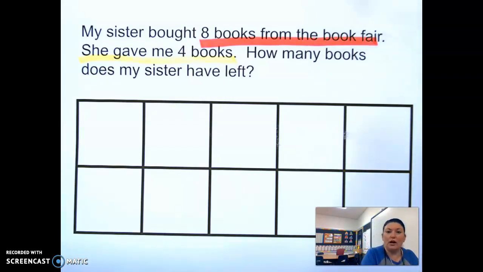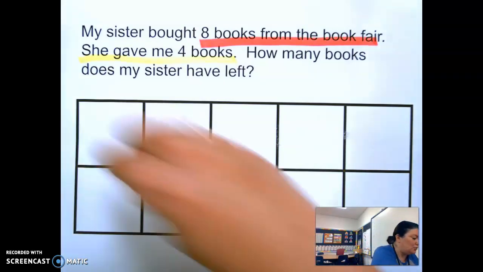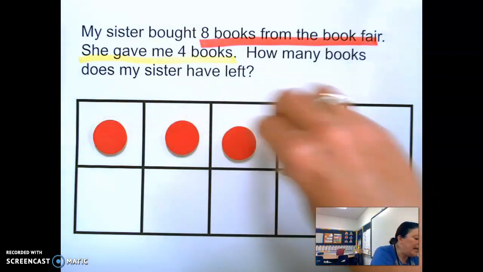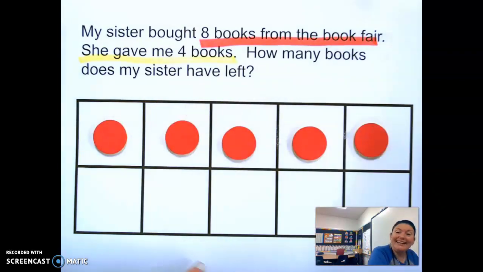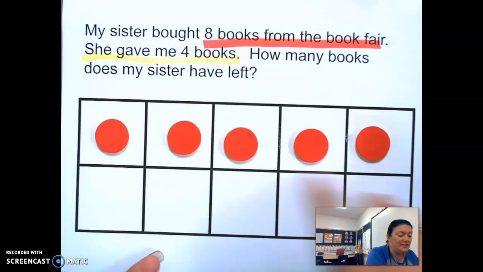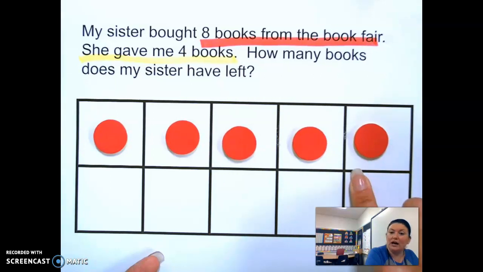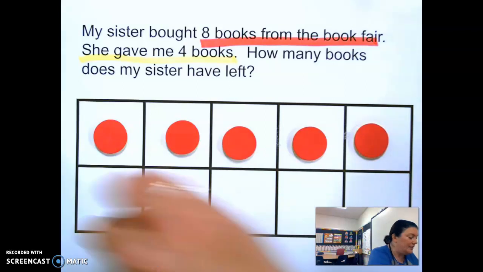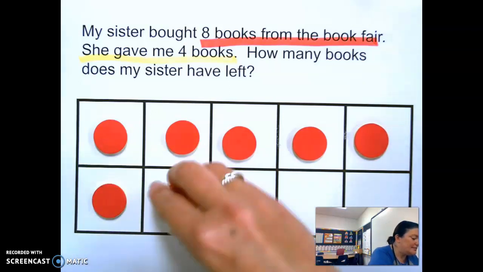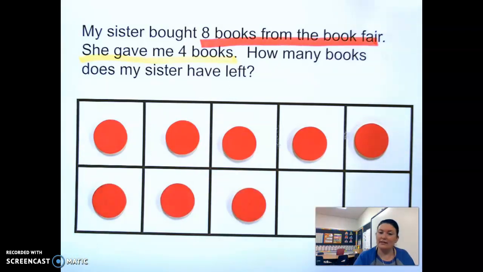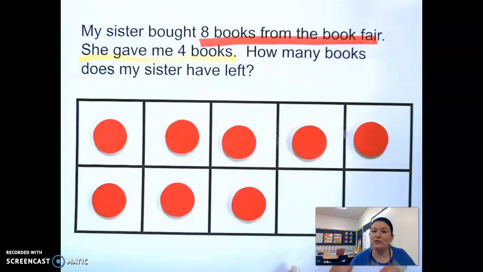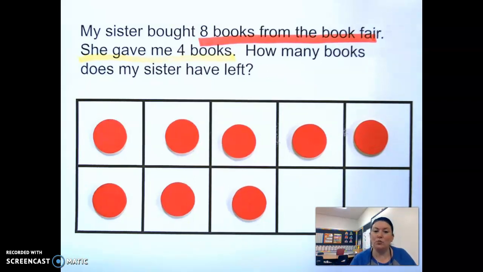So let's start with 8 books. We know that she bought 8 books. And again, I'm not counting these by ones because I know this is 5 if I filled up the top row. So now I can just count on from 5, 6, 7, 8. That is an efficient way that a mathematician works. We can count on from 5.